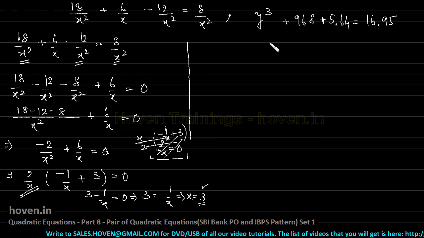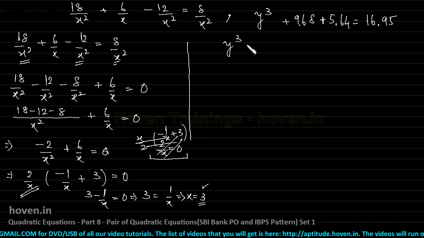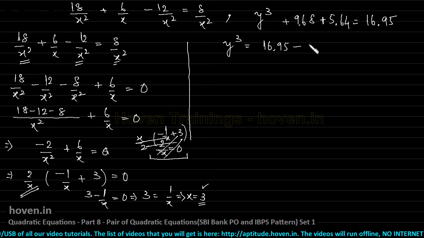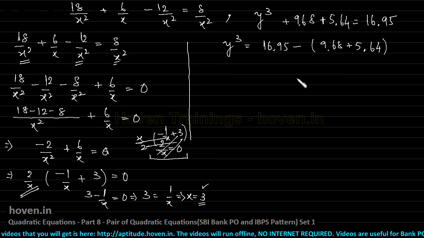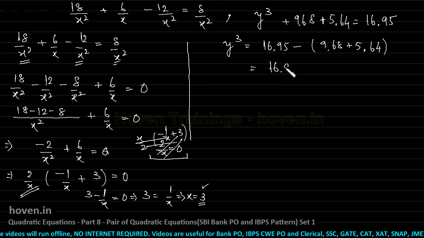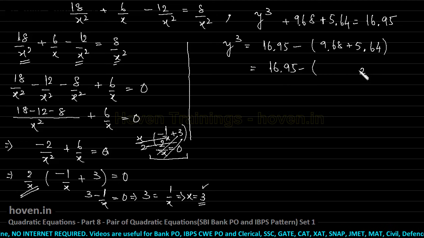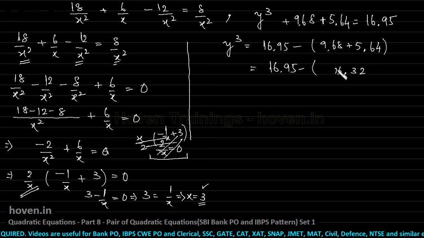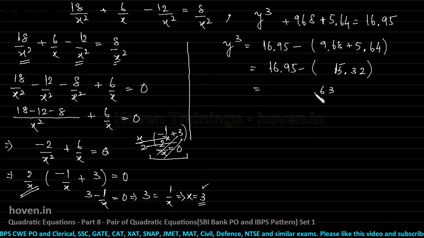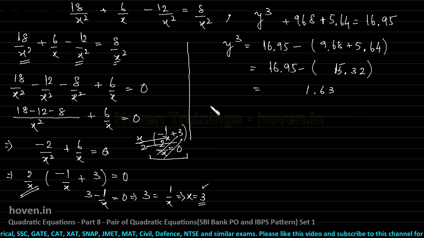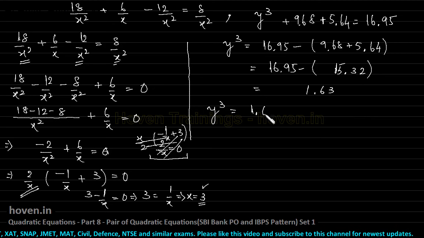Let me now take up this one. In this case, I'll take these two terms to the right side. 16.95 minus 9.68 plus 5.64. This question has been asked in one of the previous SBI or other IBPS exams. It is one of the question paper questions. So this is 16.95 minus, I can add them. So it is something like this. And when I carry on this subtraction, I will get 1.63. So I have right now y cube equal to 1.63.